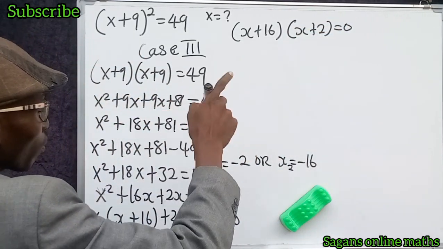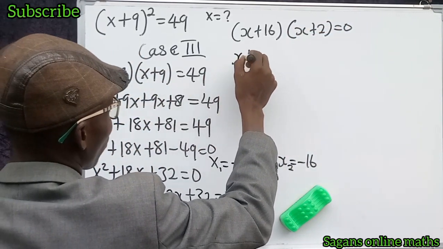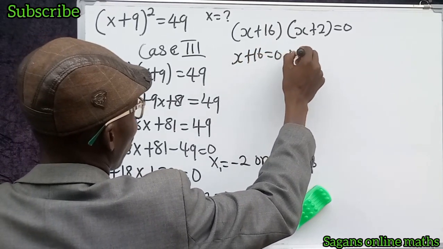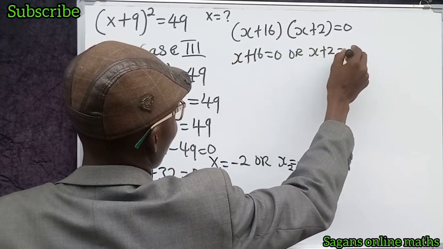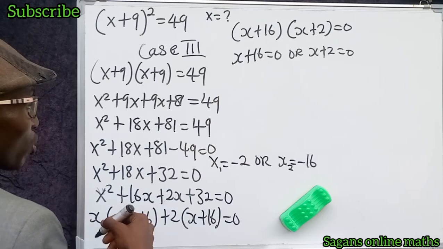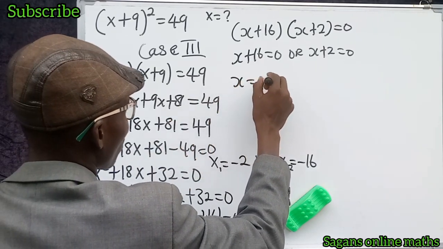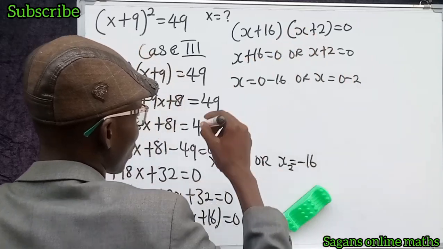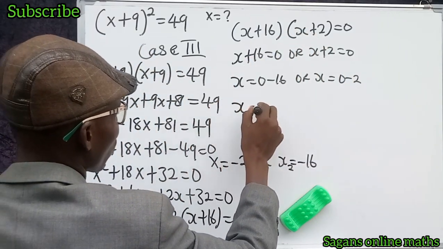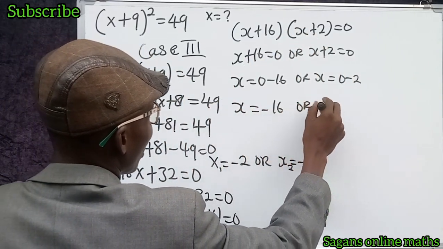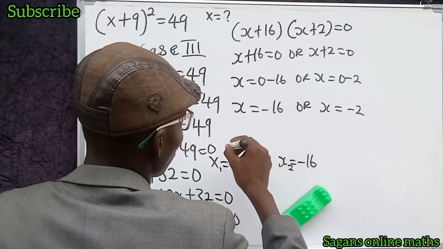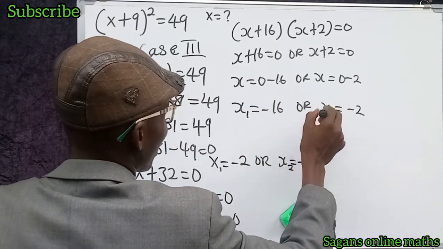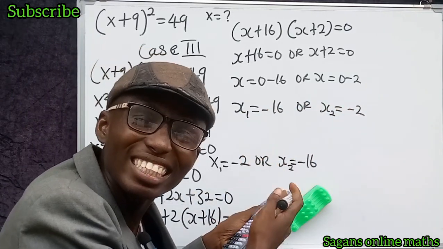All this equals to 0. So when the product of two terms is equal to 0, it means that s plus 16 is equal to 0, or s plus 2 is equal to 0. Let's subtract 16 from both sides. It means that s is equal to minus 16, or s is equal to minus 2 by subtracting 2 from both sides. So this is s1 and this is s2.